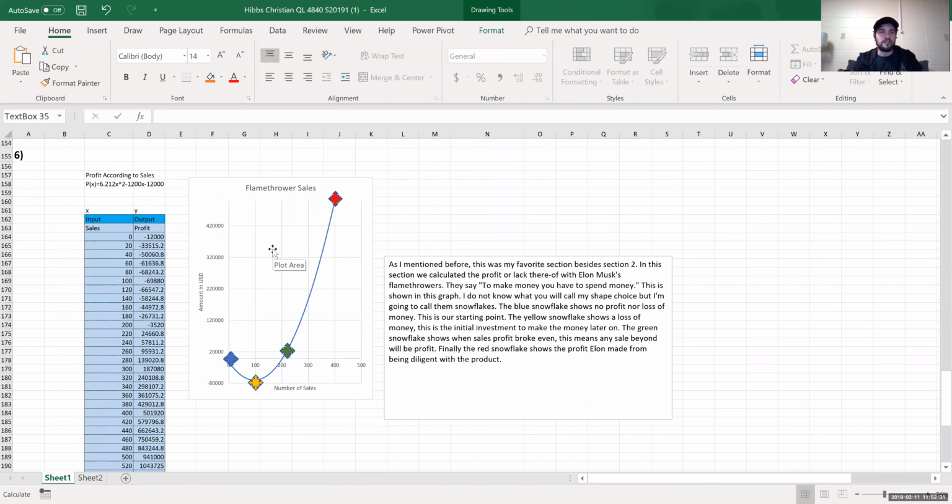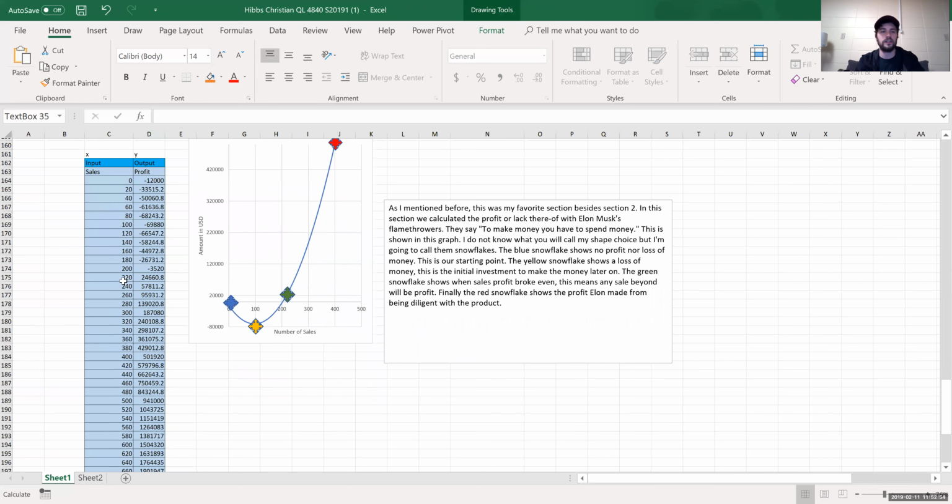Finally, this is the last section. This was my favorite section besides number 2. I felt like this section was very applicable to business standards today. I don't know what these shapes are, so I'm just going to call them snowflakes because that's what they look like to me. The blue snowflake, first off, this is Elon Musk's flamethrowers.